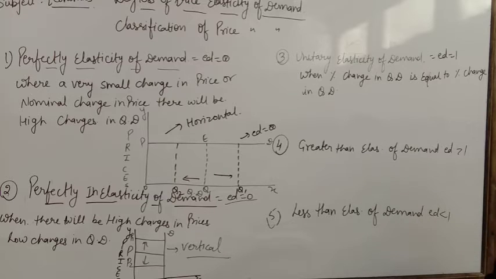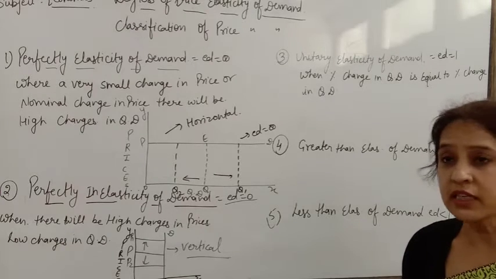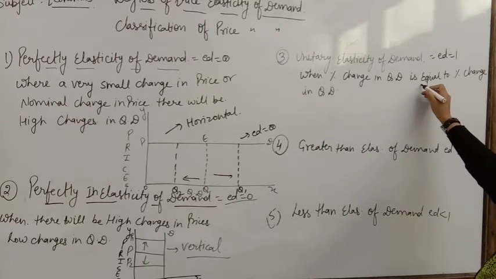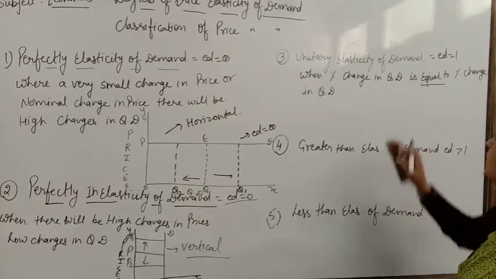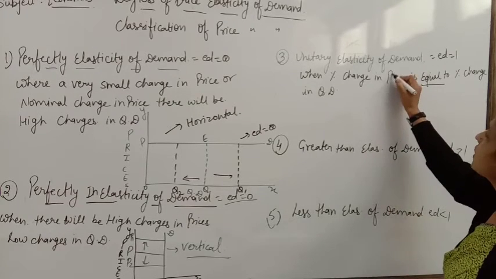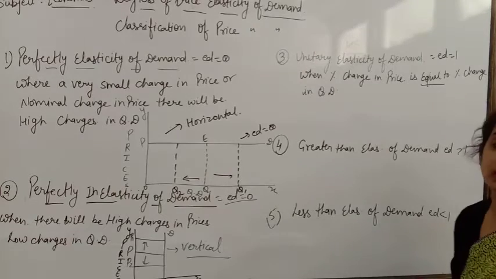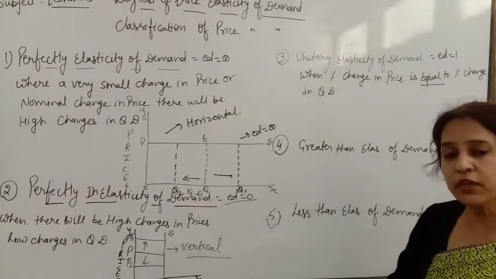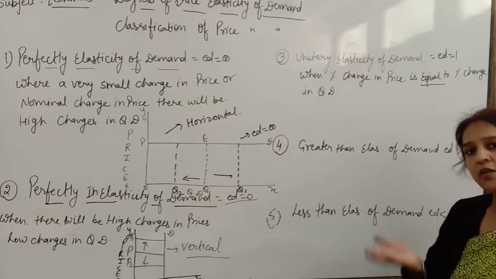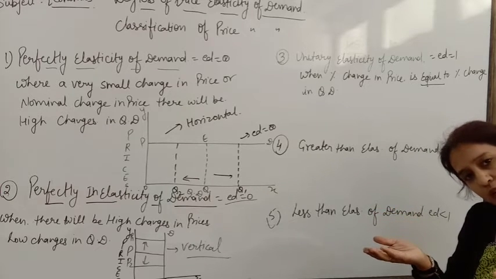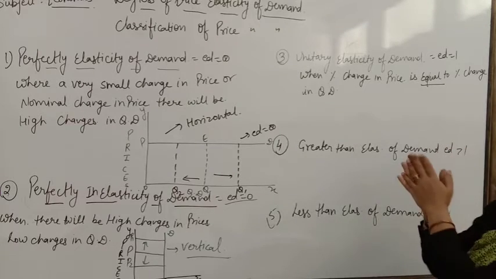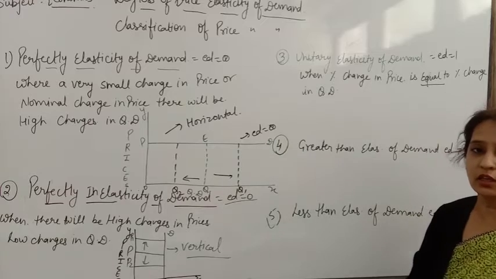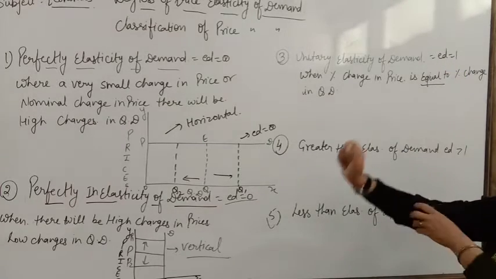Unitary elasticity of demand is when the percentage change in quantity demanded is equal to the percentage change in prices. I have written it wrong: percentage change in prices is equal to percentage change in quantity demanded. It means if there is a 10% change in the prices, the demand will change by what percentage? 10% only. This kind of elasticity of demand is known as unitary elasticity of demand, which is denoted by ED equal to 1.